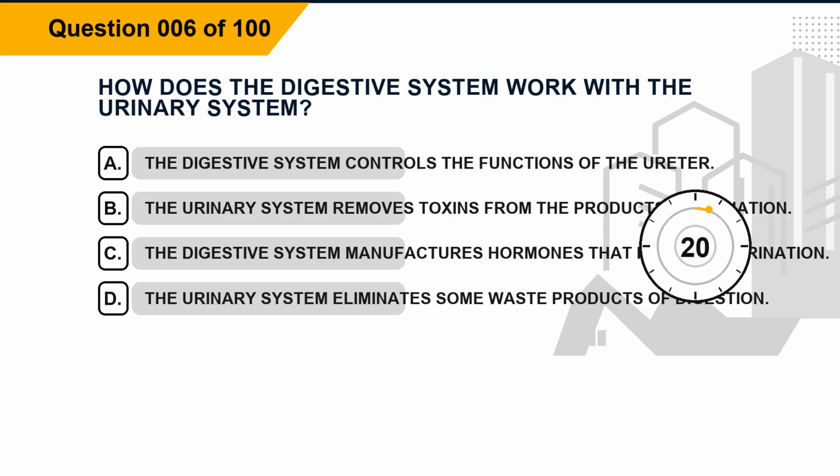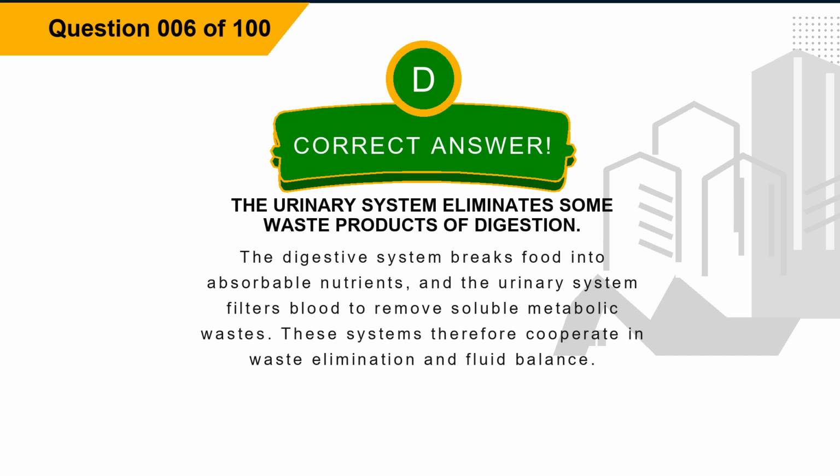Question 6. How does the digestive system work with the urinary system? Option A. The digestive system controls the functions of the ureter. Option B. The urinary system removes toxins from the products of urination. Option C. The digestive system manufactures hormones that influence urination. Option D. The urinary system eliminates some waste products of digestion. The correct answer is option D. The urinary system eliminates some waste products of digestion. Explanation. The digestive system breaks food into absorbable nutrients, and the urinary system filters blood to remove soluble metabolic wastes. These systems therefore cooperate in waste elimination and fluid balance.